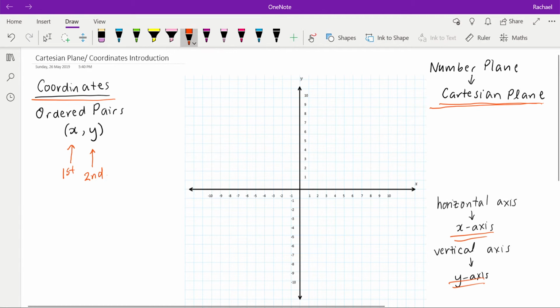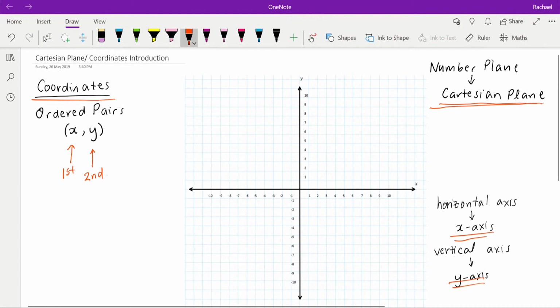So when we're labelling and interpreting points, they always read with the x and then the y. And the x tells us how far along the x-axis we are, and then the y tells us where up or down we are. So we're going to have a go at drawing some coordinates on the plane.